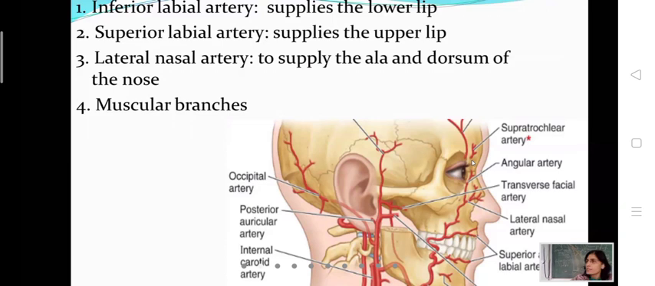First is the facial artery. Second, this is the main artery. Therefore, it is also called the chief artery. Second artery is the transverse facial artery.